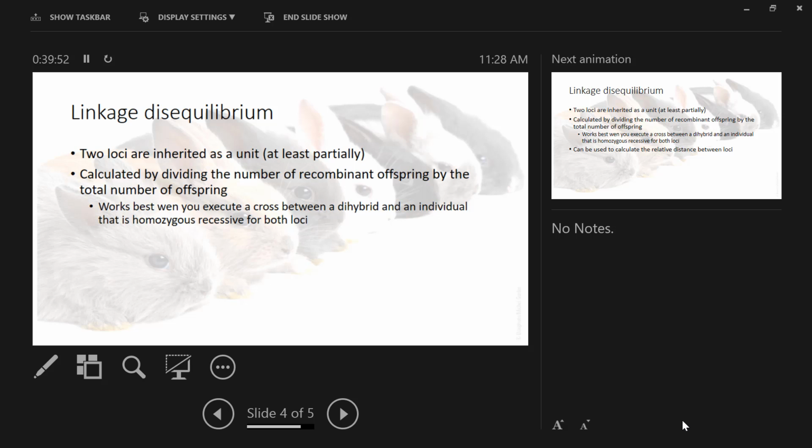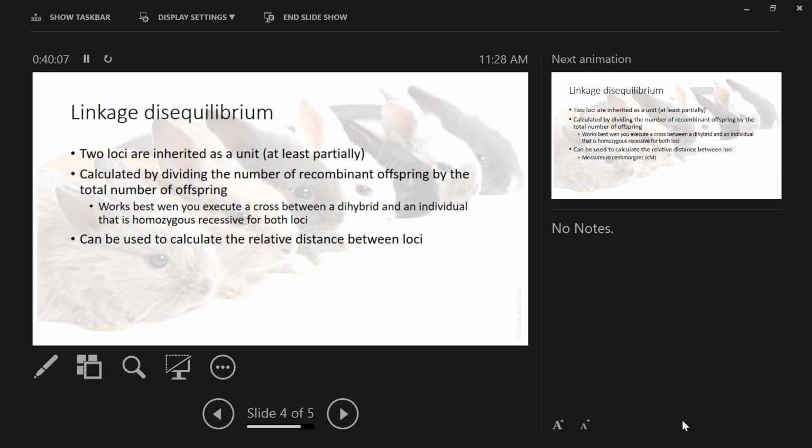Anything under 0.5 is an indication that they are linked. And the smaller the number, the greater the linkage. Okay? The smaller the number, the greater the linkage. And the smaller the number, the closer the two genes are to each other.